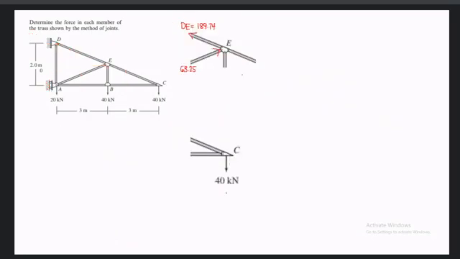Okay, and then slope nila, this is 1, 3, square root of 10. And then this is also 1, 3, square root of 10. And then same goes with EC or CE. No? So lagyan na natin CE. Same lang yung slope nila. This is 1, 3, square root of 10. And then you have your EB or BE. Ano si BE? 40. Okay, 40 kilonewton tension. So isa lang unknown natin, si CE lang. So assume natin tension siya.